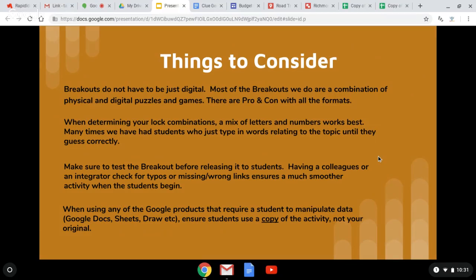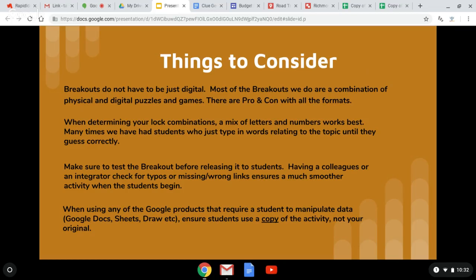Last, just things to consider when you're doing a breakout. Your breakout doesn't have to be just digital. A lot of times we do physical and digital breakout format together. We find that gets the students up and moving around and gets them very involved. Sometimes you can't have students moving around, so you have to do just digital. Works very well. There are pros and cons with all the formats. Just find out what works best for you.